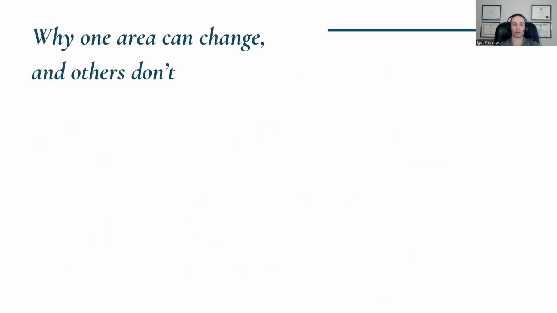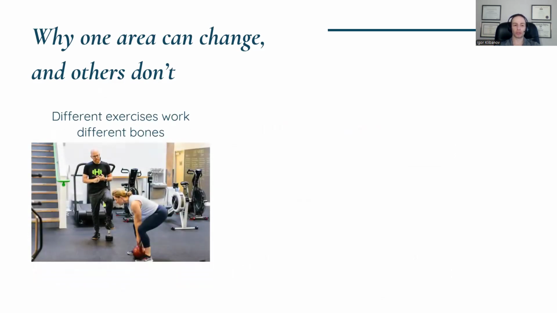Now let's talk about why one area can change and others don't. There are a number of different reasons. Some of them have to do with how you intervene with osteoporosis. If you're using exercise to improve your osteoporosis, well, different exercises work different bones. So you might have gotten more emphasis for some bones than other bones. Maybe some bones are more responsive than other bones, even with the same amount of emphasis, and so on.